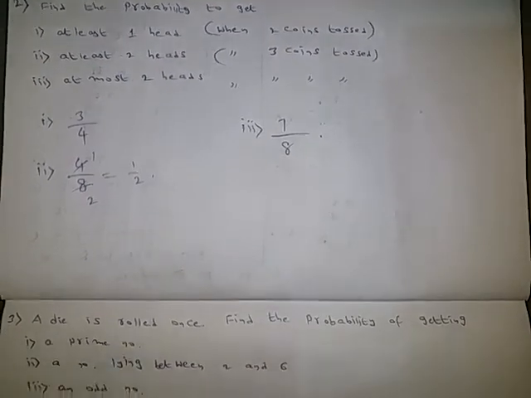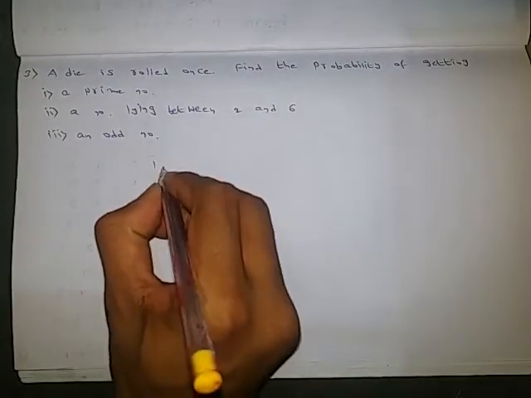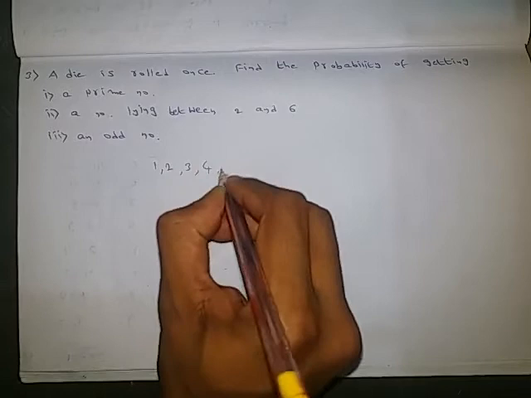Next, in the same chapter, the next concept is based on the dice or die. A die is rolled once. Rolling, throwing, both the words are same according to this chapter only. A die is rolled once, then find the probability of getting a prime number. So the die will always have 6 faces. The numbers written on those faces are 1 2 3 4 5 6.